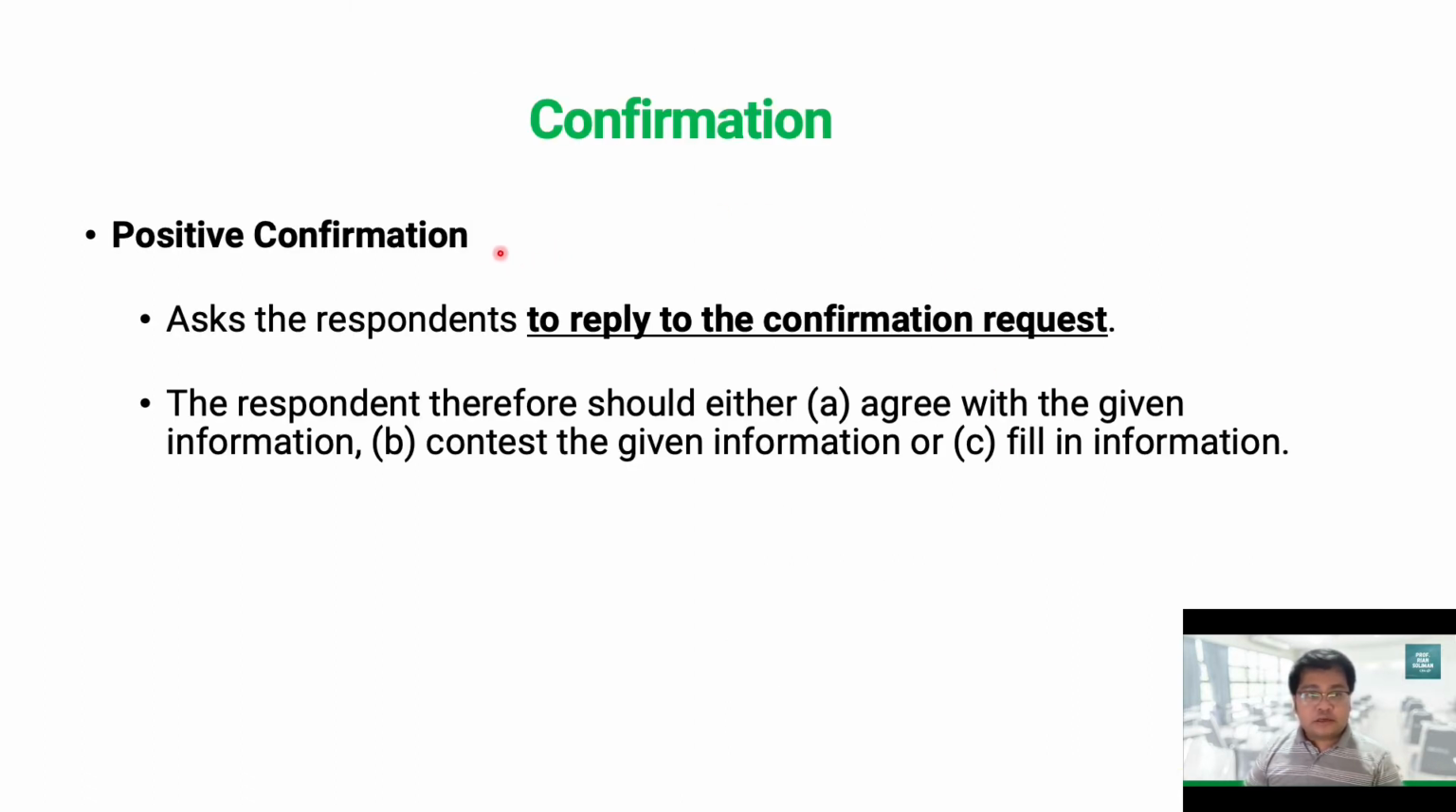So as I mentioned, one type of confirmation is the positive confirmation, where we ask the respondent to reply to the confirmation request. So the respondent, therefore, either should agree with the given information or contest the given information, or even fill in the information. In that case, that is considered a blank confirmation request. Okay? So the regular positive confirmation, like the one we have shown earlier in the previous slide, is an example of a regular positive confirmation wherein the amount is given, based on the balance of the customer's account in the books or in the records of our client.